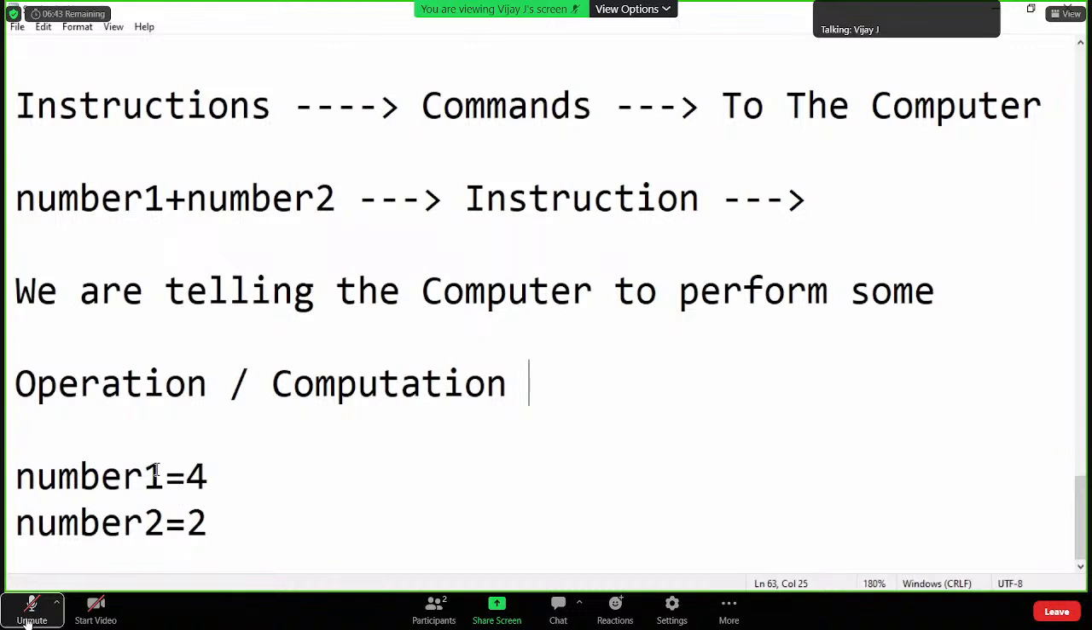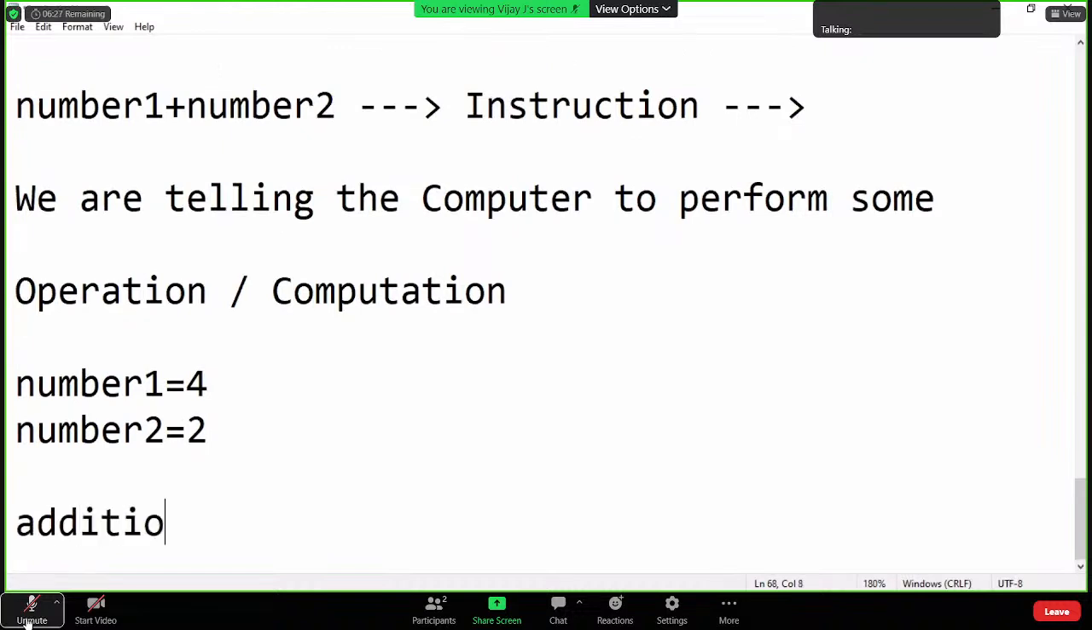So what we are doing is telling the computer that we are taking two variables. The first variable is number 1. The second variable is number 2. Is that clear? Okay. And below this we find the third instruction, like addition is number 1 plus number 2. I hope that's clear. Okay.